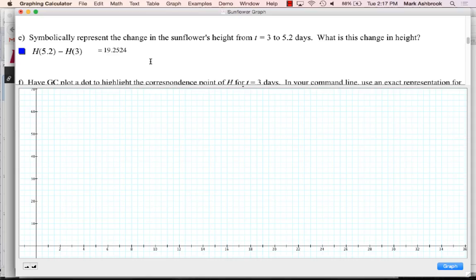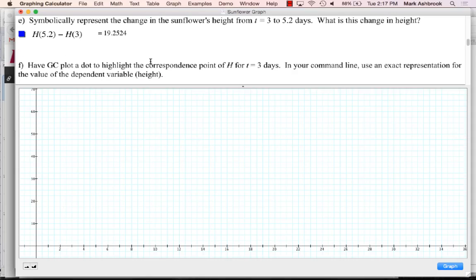And look, because we defined that function H, GC does the calculation for us. So what does the number 19.252 mean? It's the change in height of the sunflower when the days change from 3 to 5.2 days, right? So as the days change from 3 to 5.2 days, we get a 19.25 change in height, and that's represented by H of 5.2 minus H of 3. Okay?